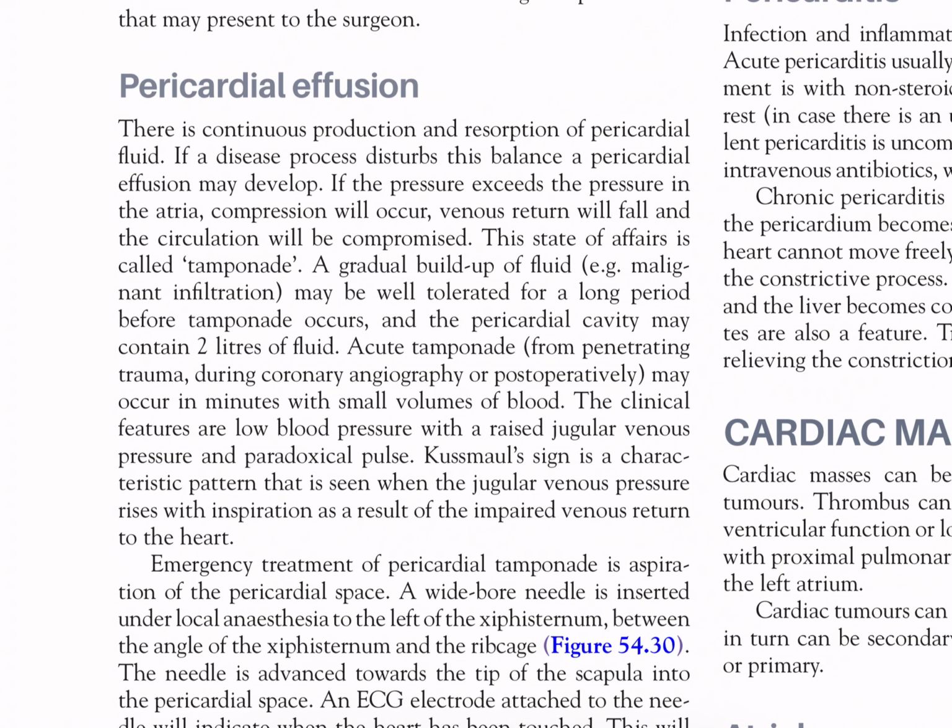The clinical features are low blood pressure with a raised jugular venous pressure and paradoxical pulse. Kussmaul's sign is a characteristic pattern that is seen when the jugular venous pressure rises with inspiration as a result of the impaired venous return to the heart.